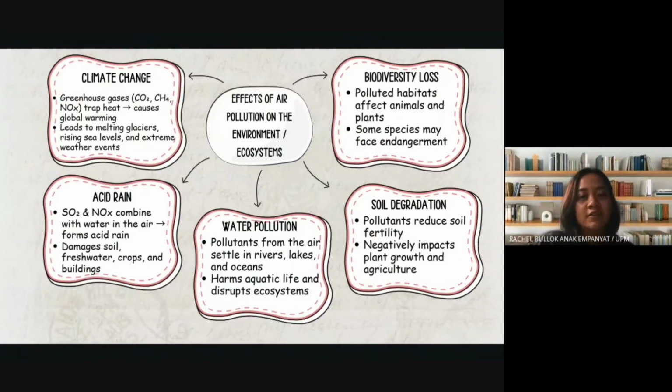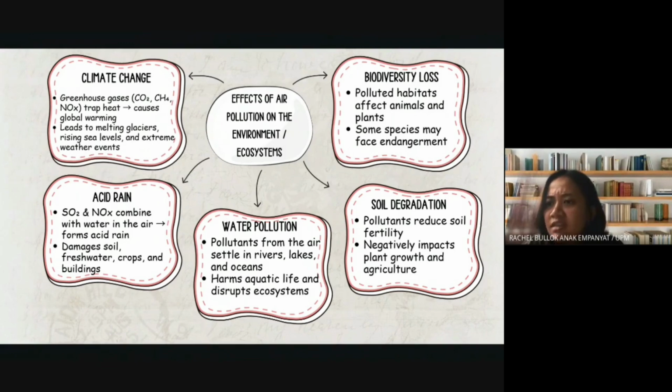Okay, today I will be talking about the effect of air pollution on our environment and ecosystem. Air pollution doesn't just affect the air we breathe, it also impacts the land, water, climate, and living things around us. So the first one is climate change. Air pollution contributes to climate change.